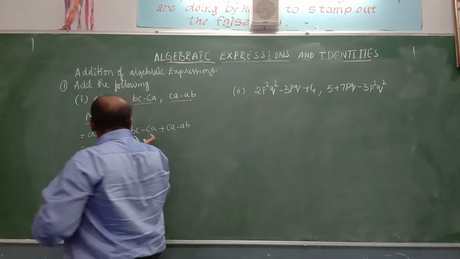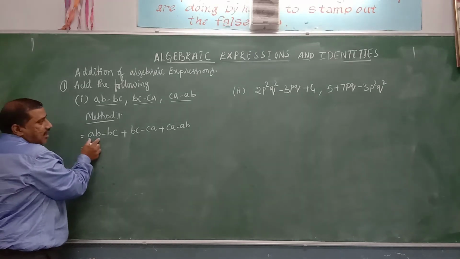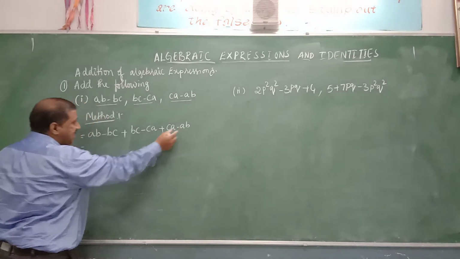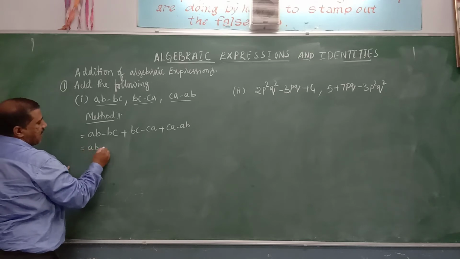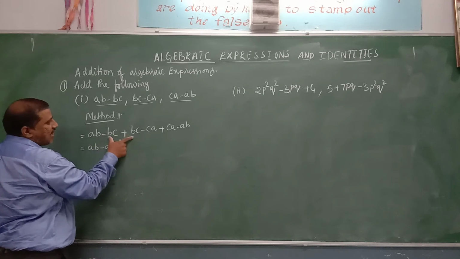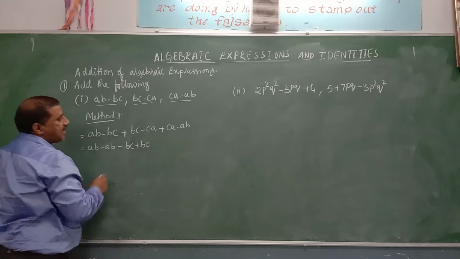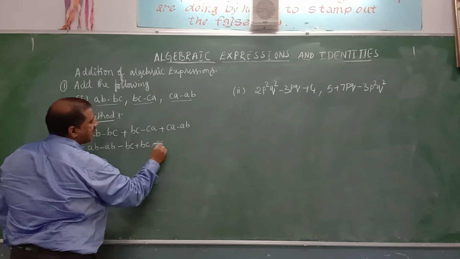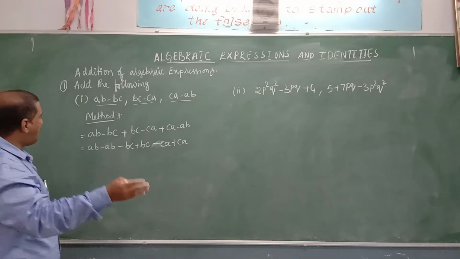Then regroup the like terms. Write like terms at one place. Do you find any like term for AB? Yes, here we have minus AB. So both are like terms, AB and minus AB. Write together: AB minus AB. Next, minus BC plus BC. These two are like terms. Write together: minus BC plus BC. And similarly minus CA plus CA. So the second step is to write the like terms at one place.